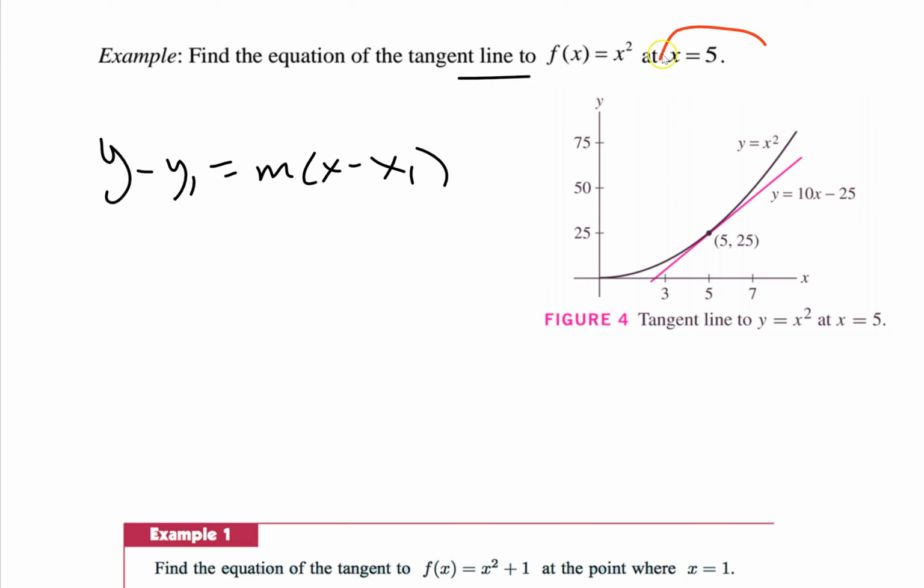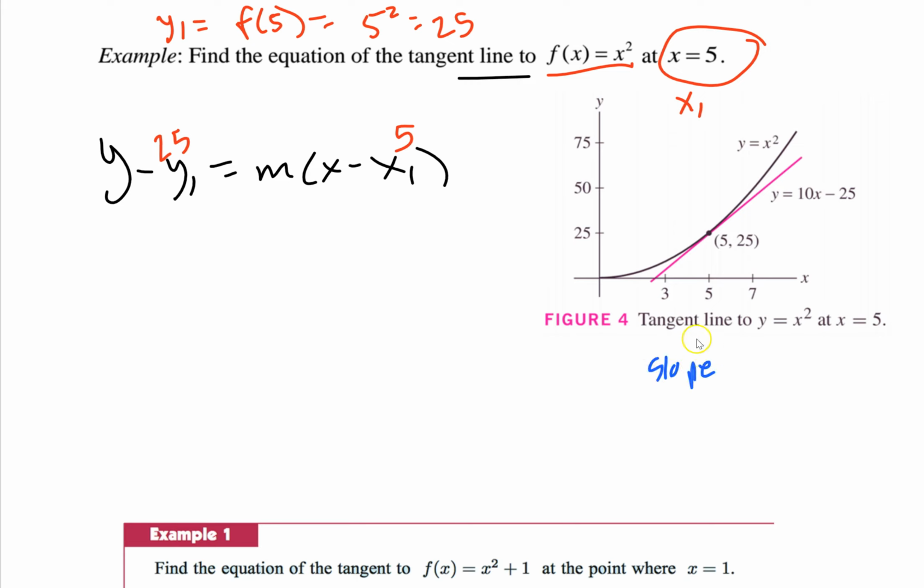And you have your x1 right here. There's x1, so that's your 5. And just like in algebra 1, if you have your x and you want to find the y that goes with it, you plug it into the formula. So if I want y1, just plug that value in. It's going to be f of 5, which is 5 squared, which is 25. So that's my x1 and my y1. The only thing that's different is the slope here. Since this is an equation of a tangent line, that's the slope of the tangent line. That's a derivative.